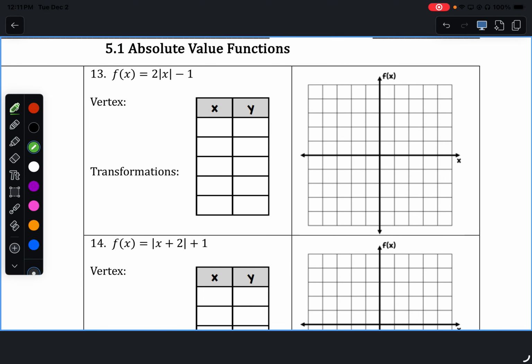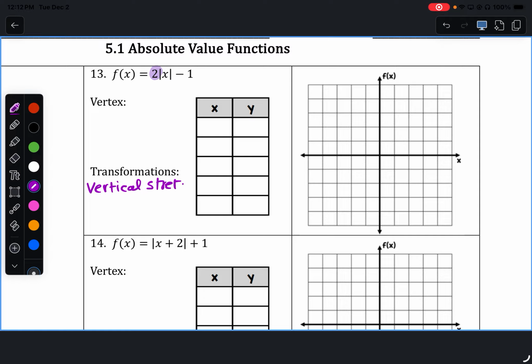What is this point? Negative 1, 1. What is this point? 1, 1. And what is this point? Okay, so that is another way we can graph the absolute value functions.